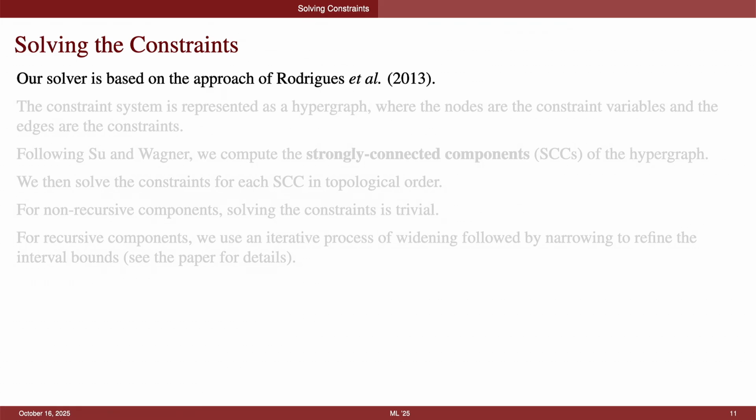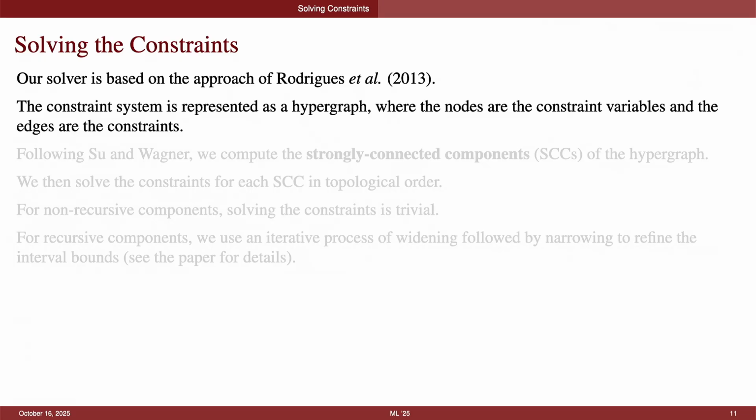So the goal is to compute rho, and our approach is based on the algorithm in this paper by Rodriguez et al. from 2013. Pretty much all of the papers that we looked at in this general area of the literature use a hypergraph to represent the constraint system. The reason it's a hypergraph is because the edges correspond to constraints and the nodes correspond to variables, but a given constraint can have multiple inputs, and therefore you get a hypergraph.